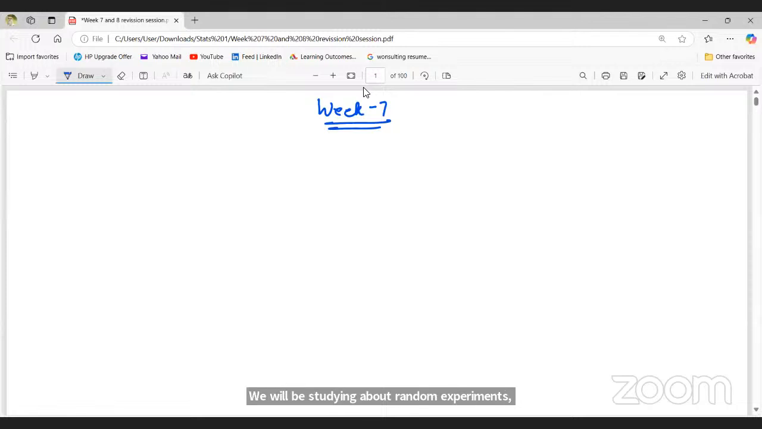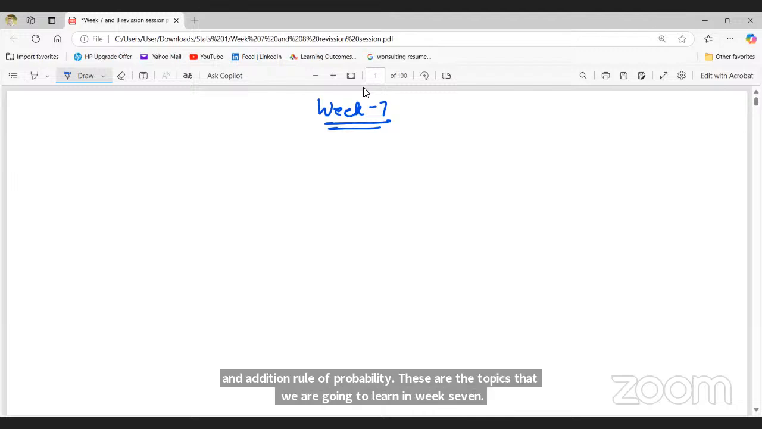Okay, we will start with week 7. In week 7, we will be studying random experiments, sample space, event, null events, subset, probability, axioms, and the addition rule of probability. These are the topics that we are going to learn in week 7. So first of all, what do you mean by an experiment?